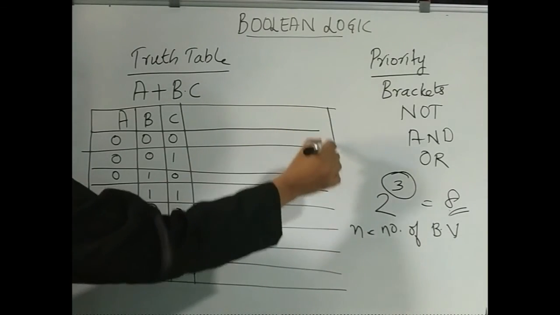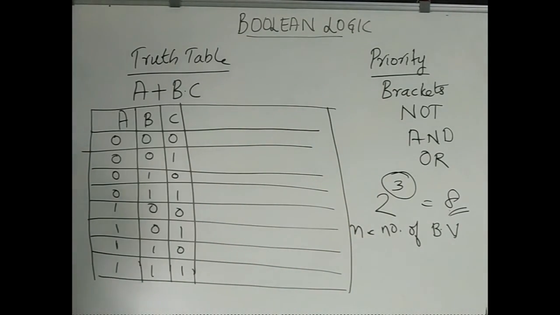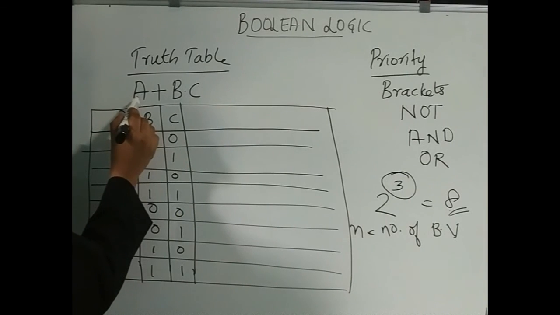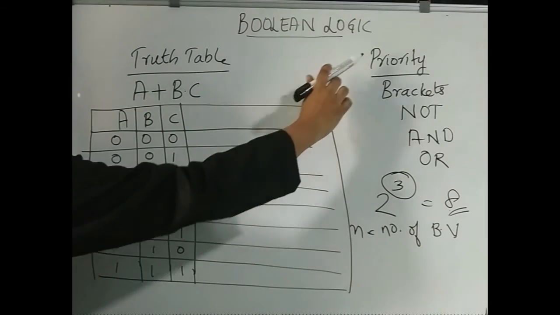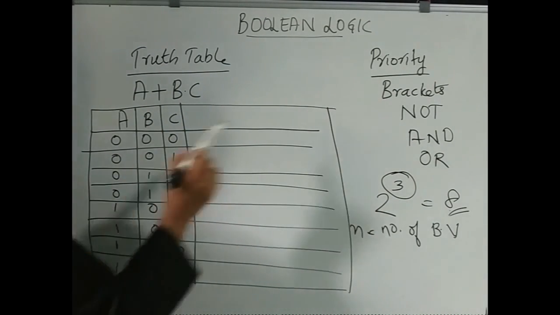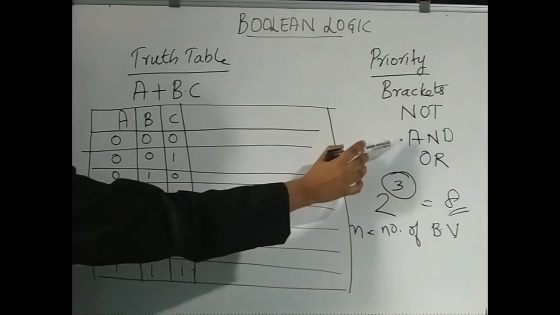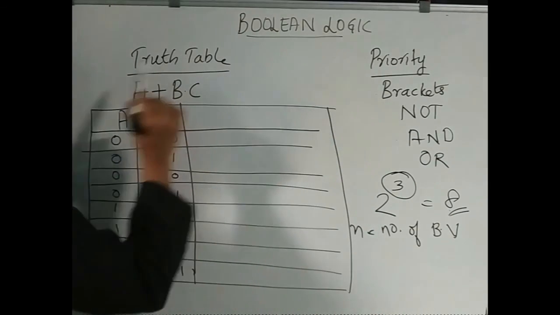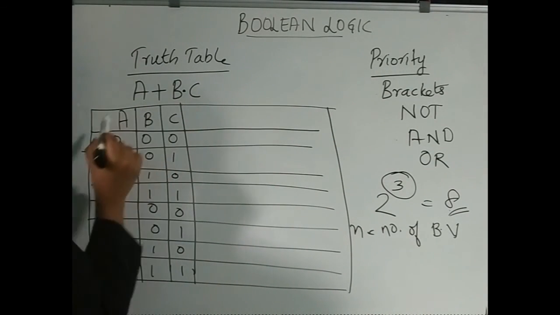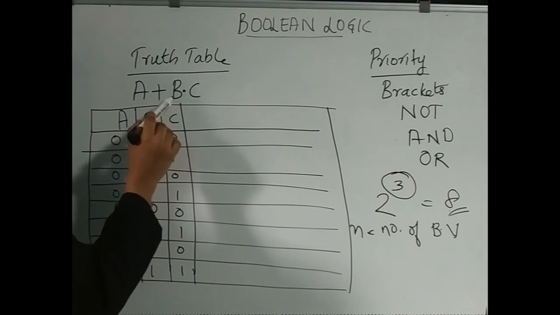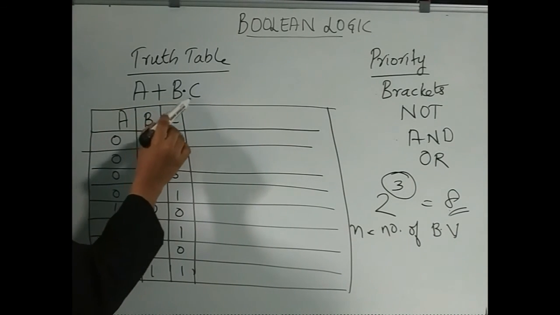Next we have to check for the different operators, according to the priority. Let us see whether there is any bracket. No. Any NOT? No. Any AND? Yes, here you can see there is an AND. Which Boolean variables are being ANDed here? B and C. So the AND operation is performed with B and C.